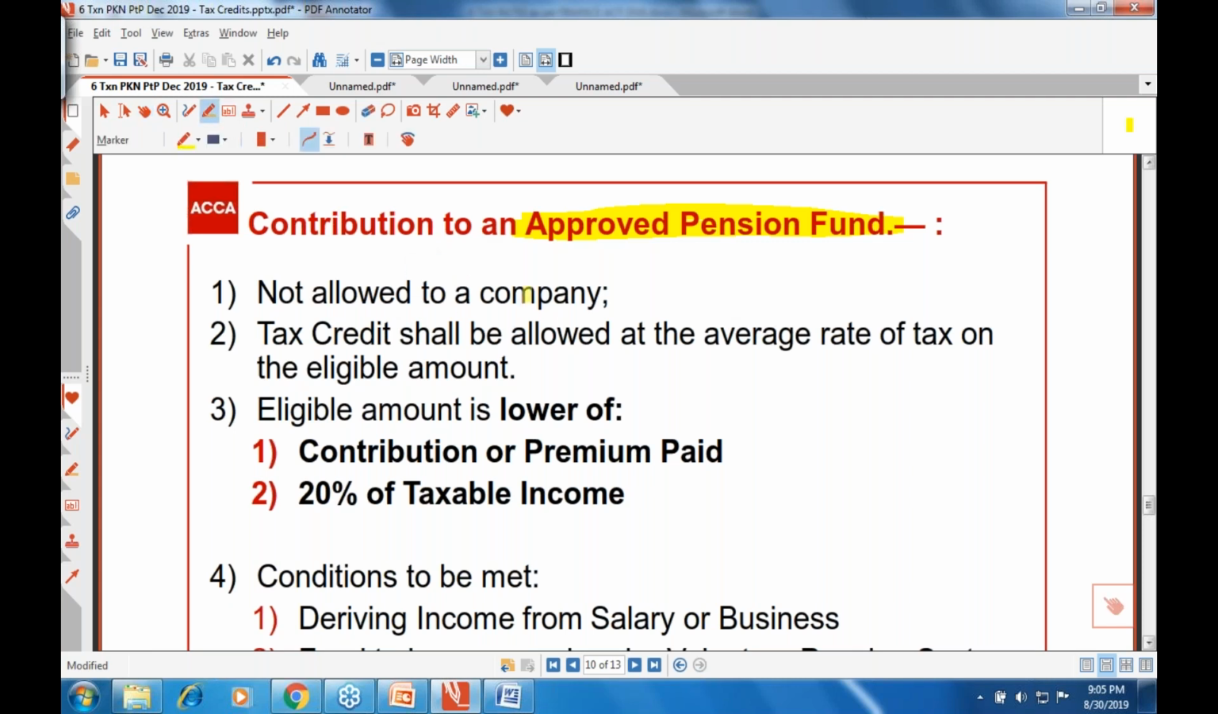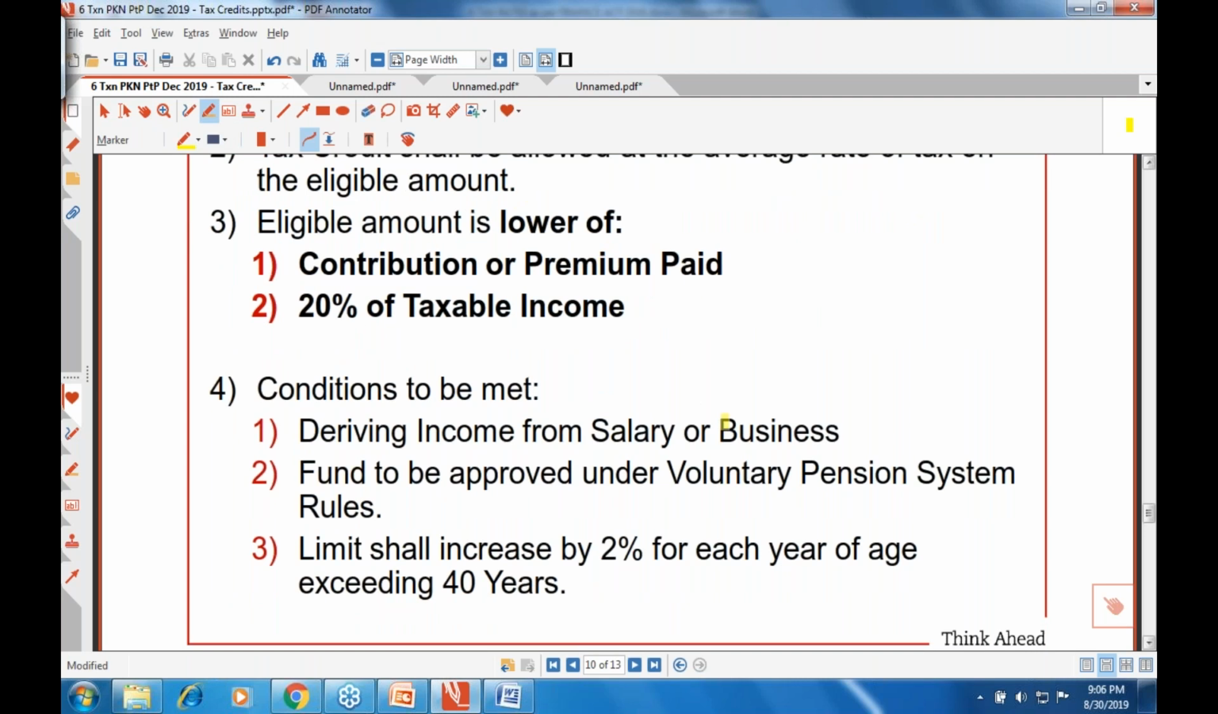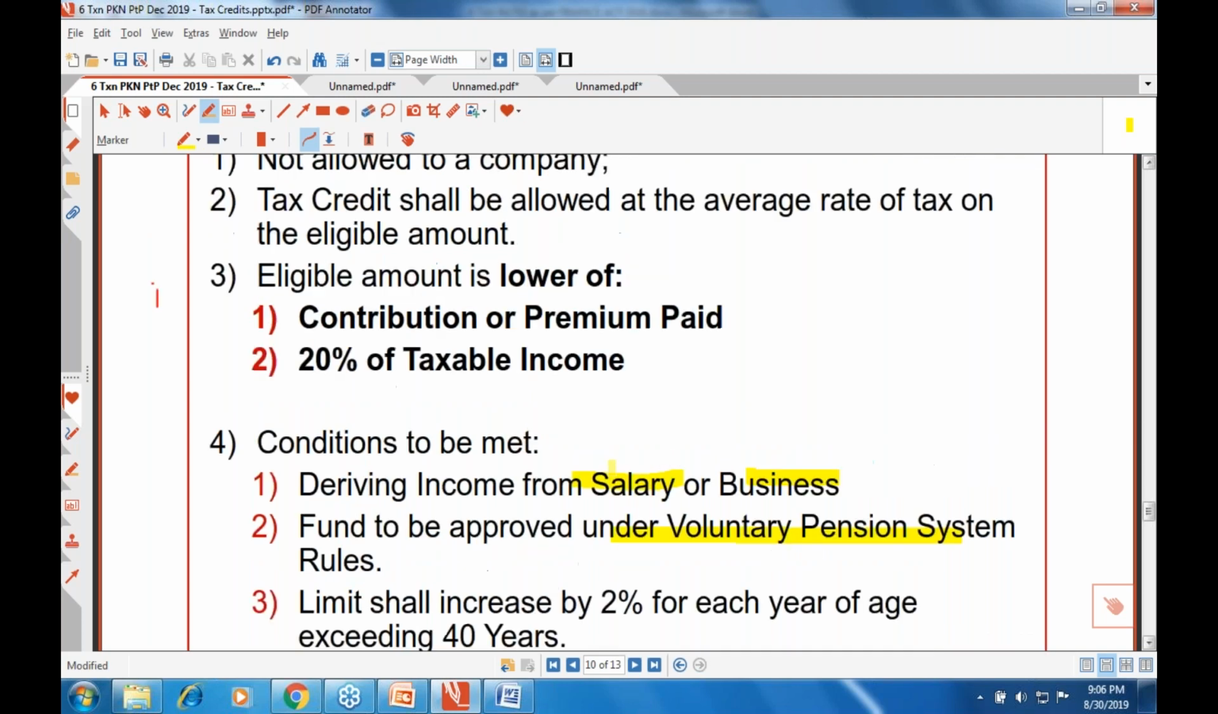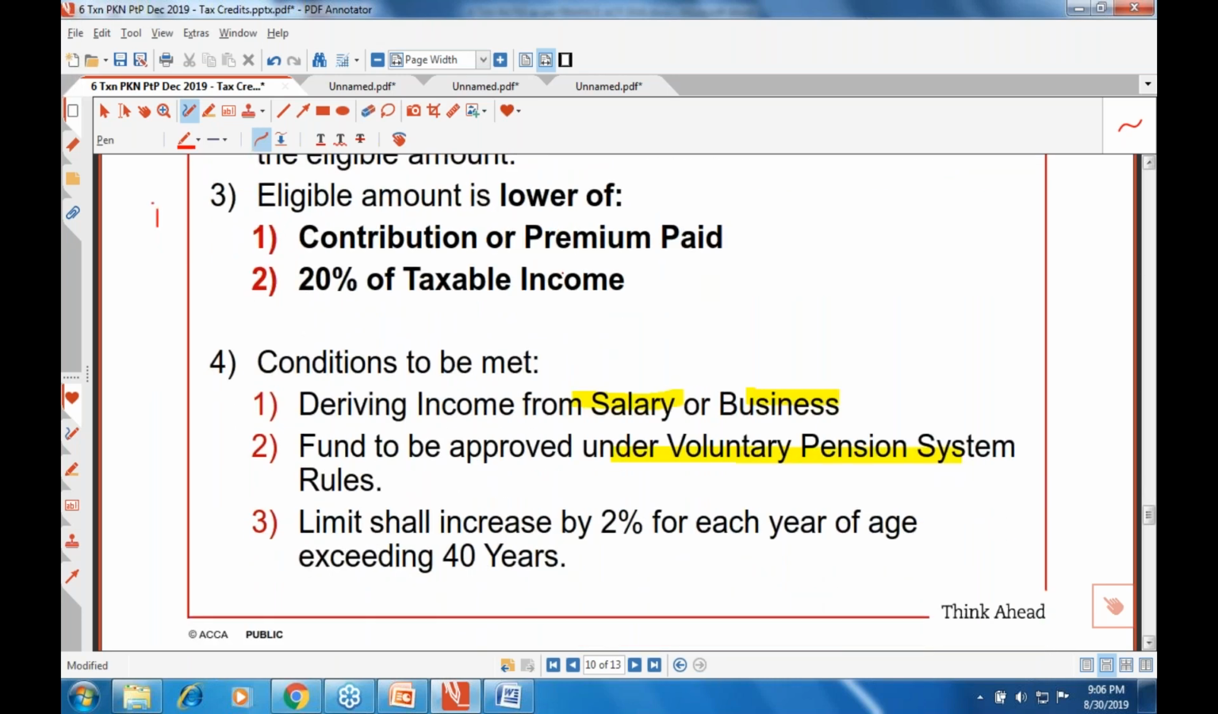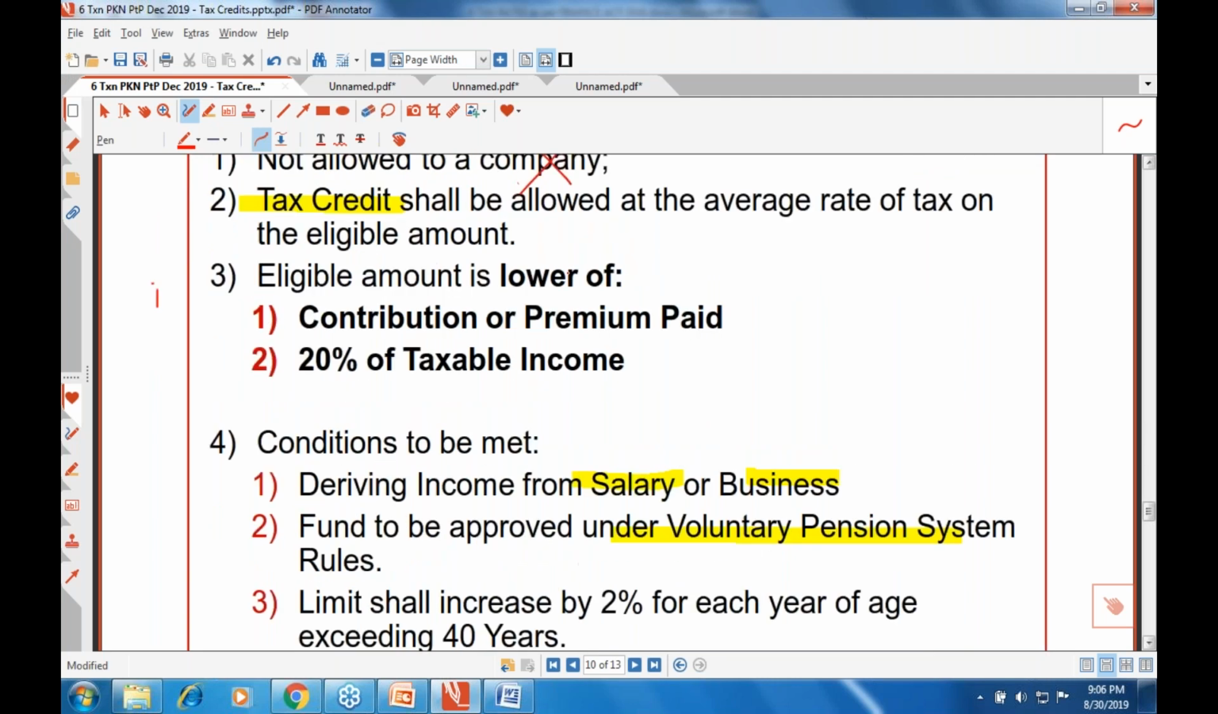If you are deriving income from salary or business, I'm repeating it again, if you are deriving income from salary or business, and you are investing in a fund approved under the voluntary pension system rules, then you will be allowed a tax credit. Remember, it's not allowed to a company. It's only allowed to an individual.